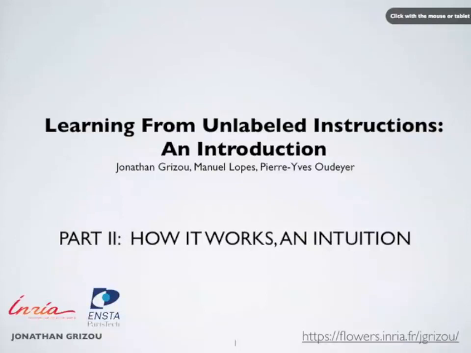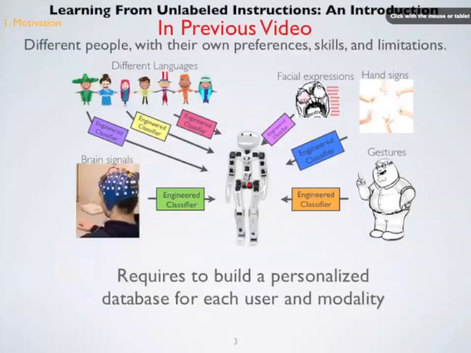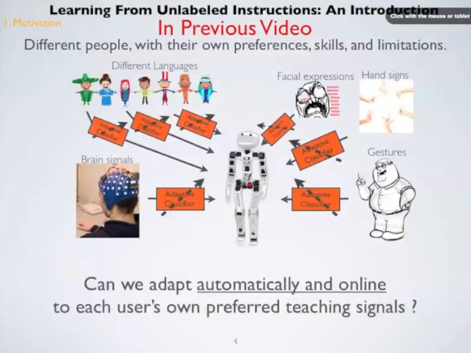So let's start with a quick reminder of the previous video. In the previous video, we presented the motivation behind this work. We have identified the need for a specific engineered classifier in human-robot interactions, and have noted that if we want to send a robot into every home and have it adapt to each user's own preferences, it would require training and collecting specific data for this specific user, which does not scale. So one way to tackle this problem is to build an adaptive classifier that can replace the need for the engineer collecting and tuning the classifier.